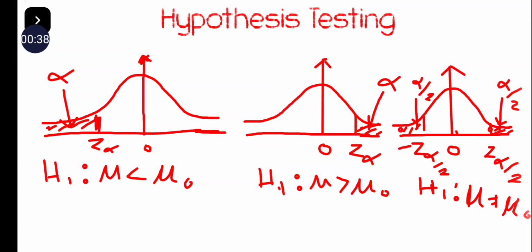And talking about hypothesis, we have two types of hypothesis. We have the null hypothesis and the alternative hypothesis. The null hypothesis is simply the status quo. It states the status quo, the present situation. It is the hypothesis to be tested.